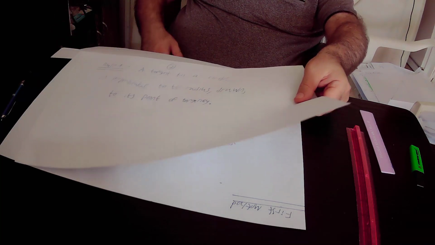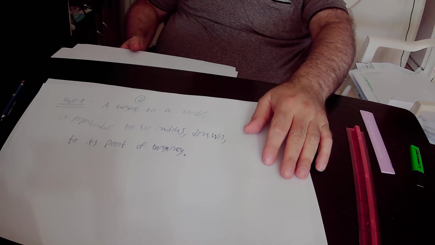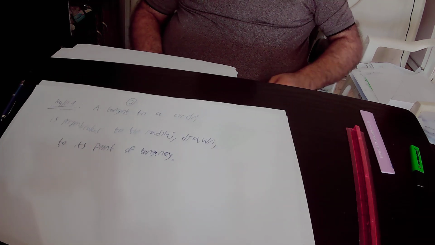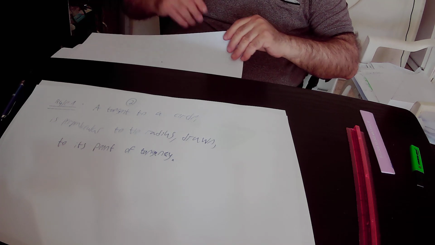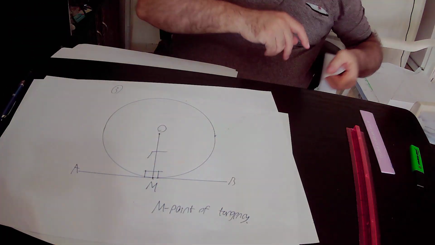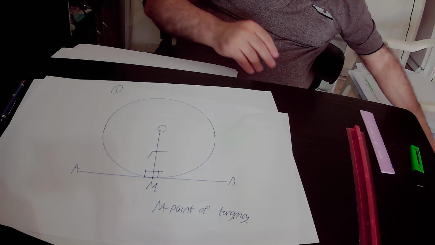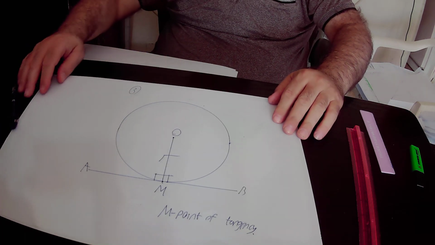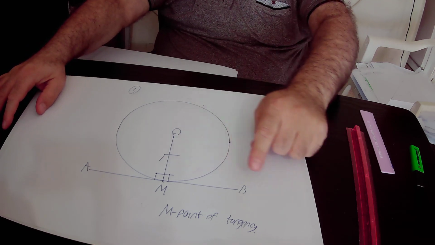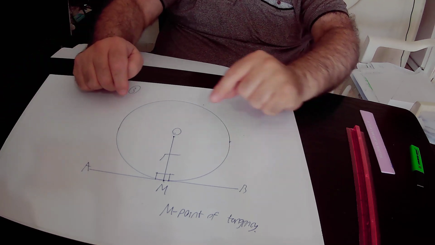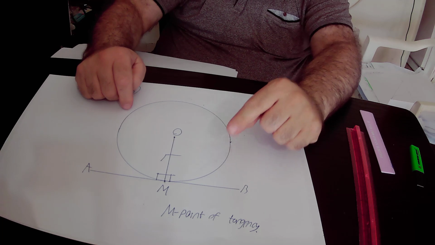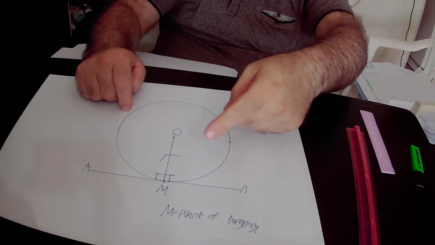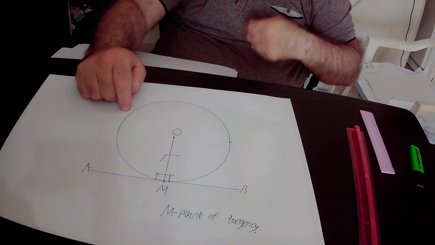Then I presented to you rule number 1. According to rule number 1, a tangent to a circle is perpendicular to the radius drawn to its point of tangency. So what is the meaning of rule number 1? The meaning is that if we have this circle and we have tangent AB that is tangent to this circle at point M, point M is the point of tangency of tangent AB with this circle, and we have the radius OM. The radius OM is drawn to the point of tangency, that is to say, it is drawn to point M, the point of tangency of tangent AB with this circle.